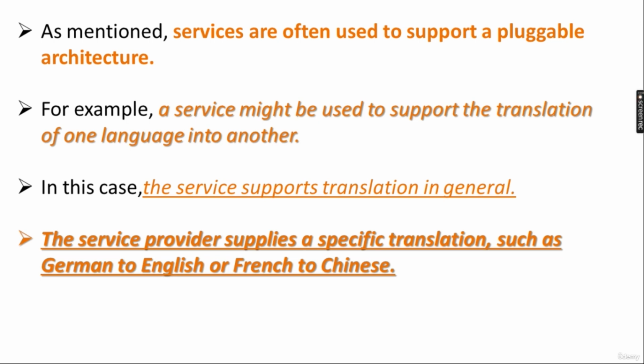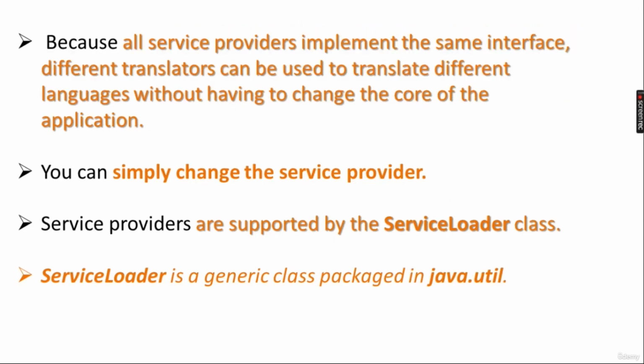The service provider supplies specific translations such as German to English or French to Chinese. The service is a generalized syntax of translation in this case, and the specific translation implemented, like German to English or French to Chinese, will be given by the service provider. All service providers implement the same interface, like a single method declaration. Different translators can be used to translate different languages without having to change the core of the application.